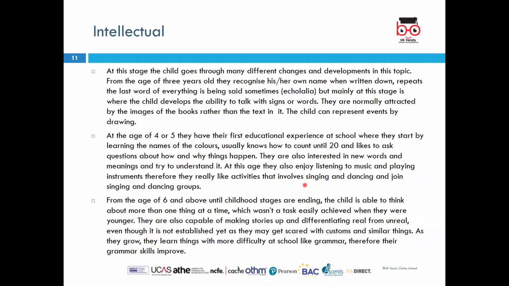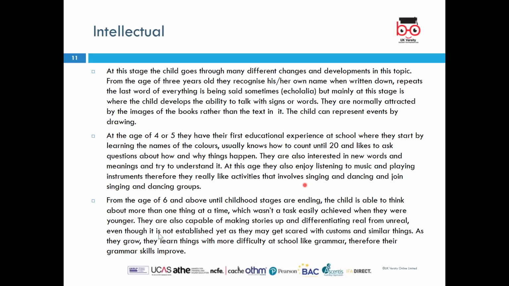From the age of 6 and above, until the childhood stage is ending, the child is able to think about more than one thing at a time, which wasn't a task that was easily achieved when they were younger. So they can probably sing and dance together. They can hop and skip, and they're capable of making up stories as well. They can't differentiate between real and unreal things as yet, and they may get scared of unpleasant experiences.